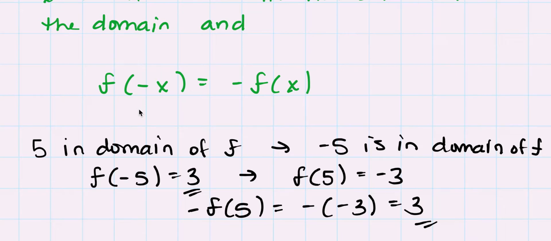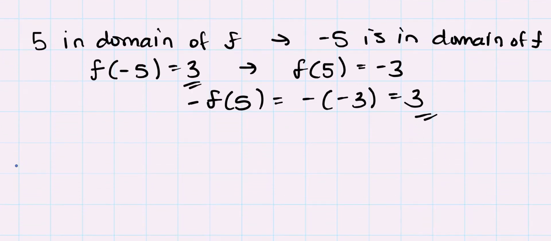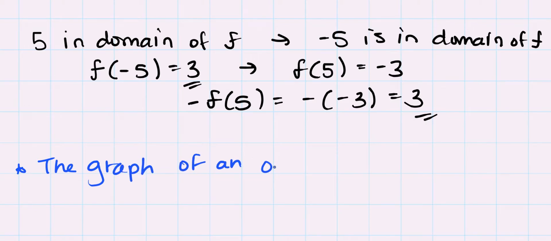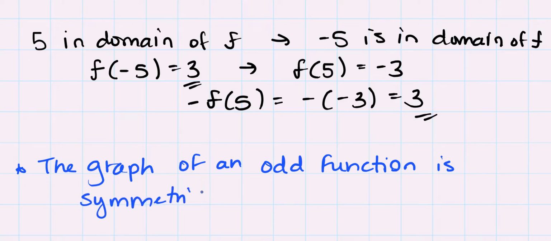And we have seen odd functions before. The graph of an odd function is symmetric about the origin. So the graph of an odd function is symmetric with respect to or about the origin.